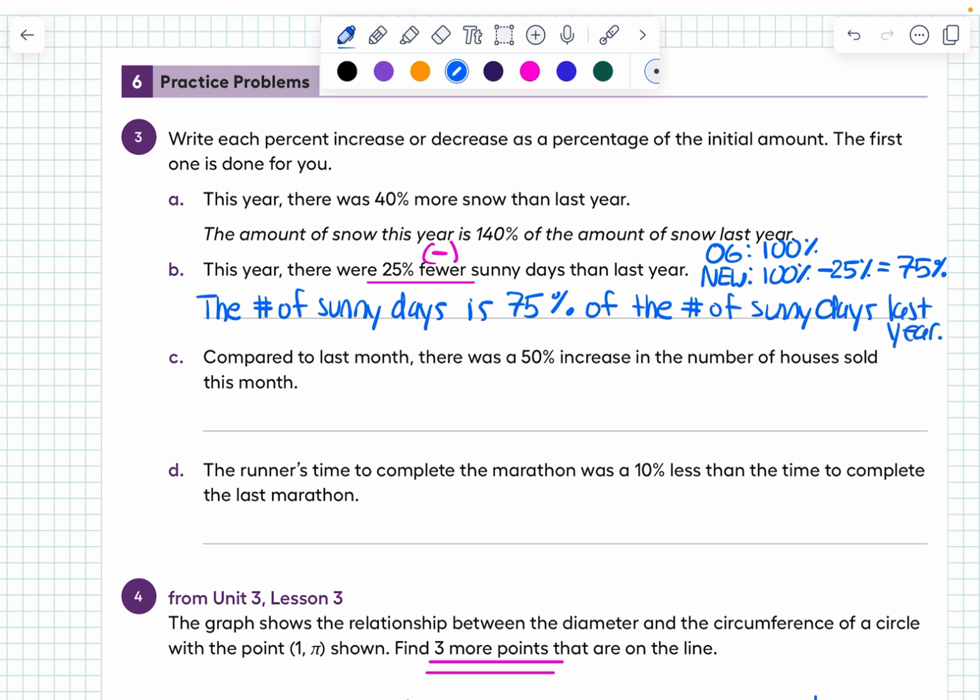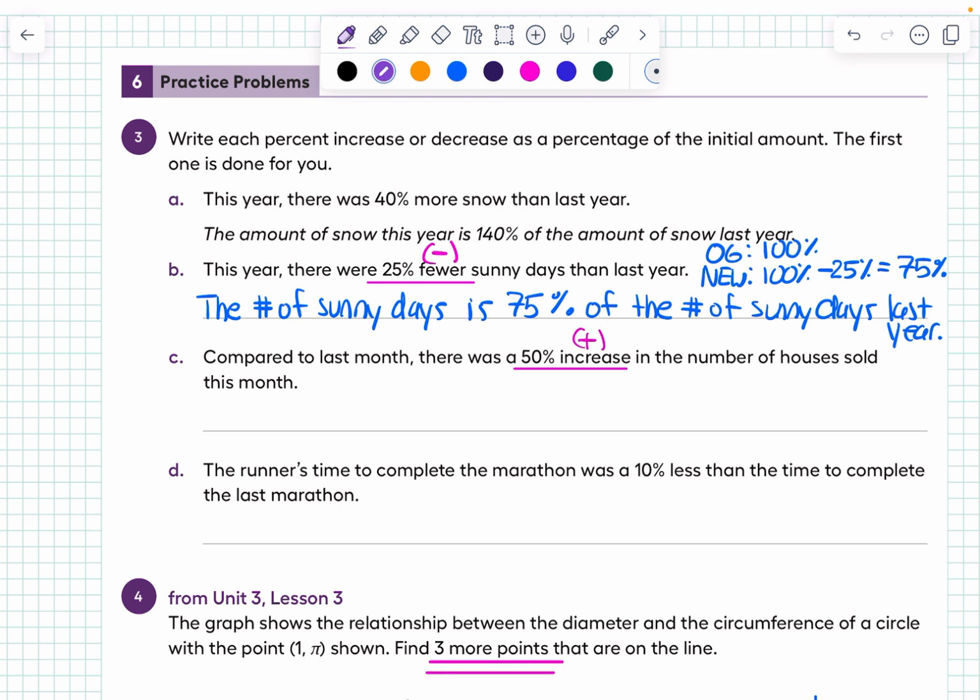It's a little wordy, but it's okay. We can make it simpler on the next one. Compared to last month, there was a 50% increase in the number of houses sold this month. Okay, so compared to last month is the OG. 50% increase means that we're going to be adding.